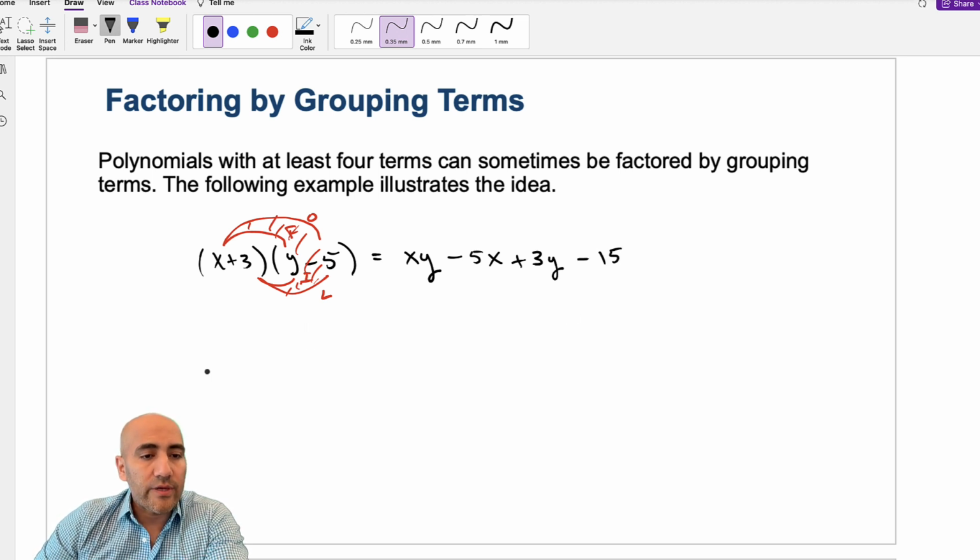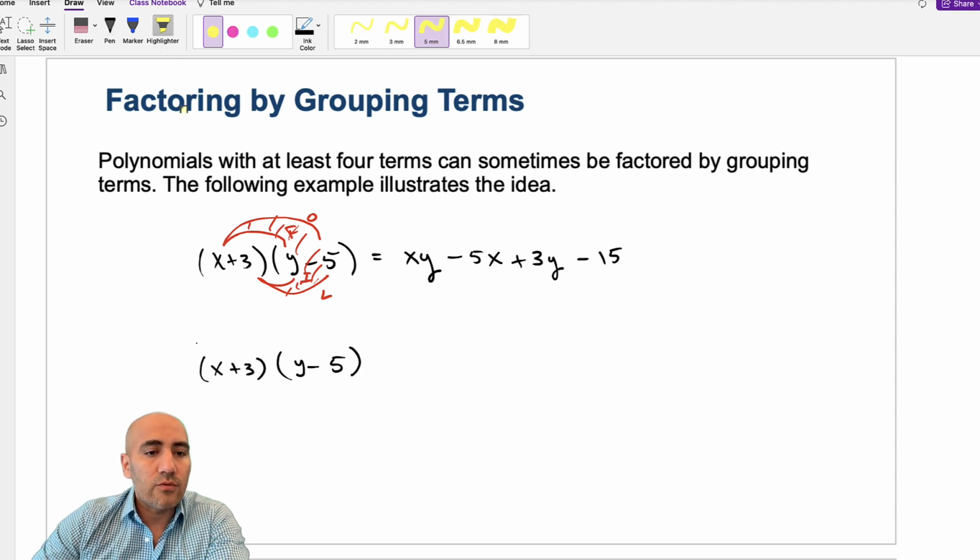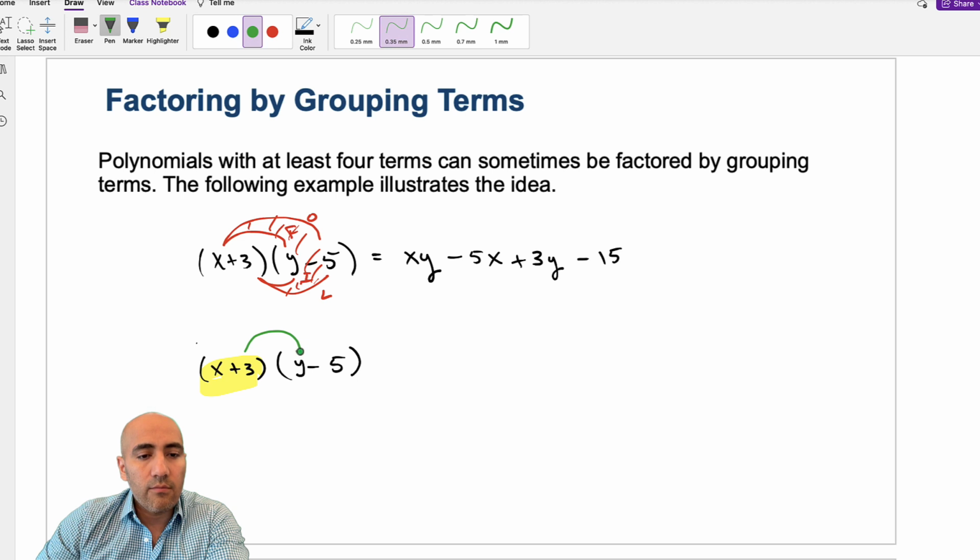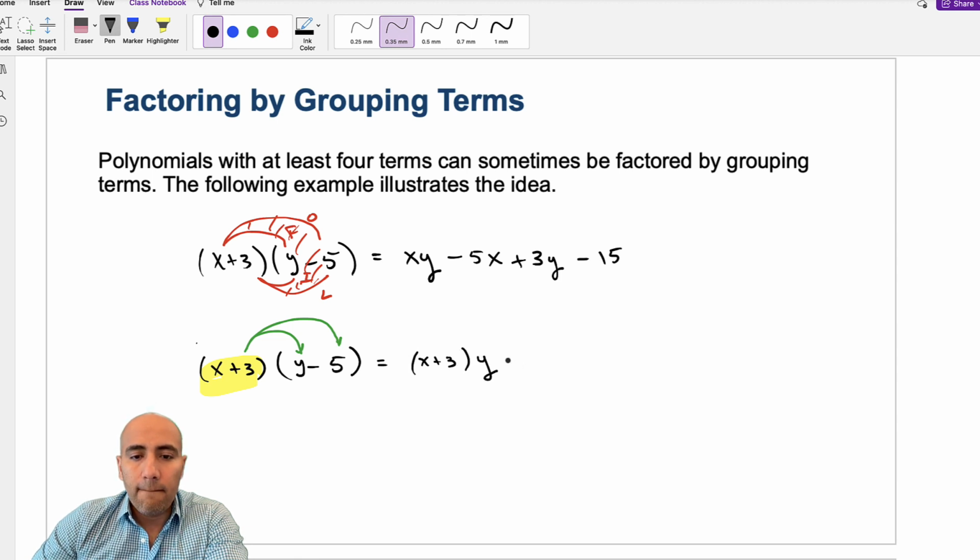But there's also another way that we could do this. And maybe you recall that another way to do this is to distribute this entire thing across the second one. So we're going to take the x plus 3 and multiply it times this, and then take the x plus 3 and multiply it by that guy. Okay, so that will result in x plus 3 times y minus x plus 3 times 5. Good. Then we do distribution one more time.